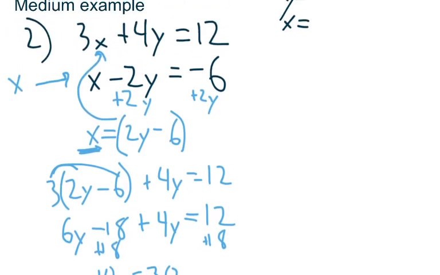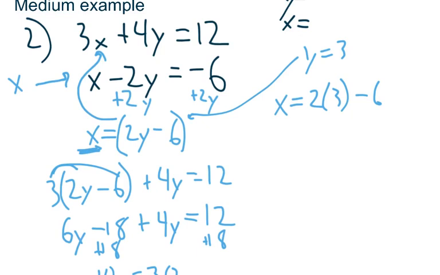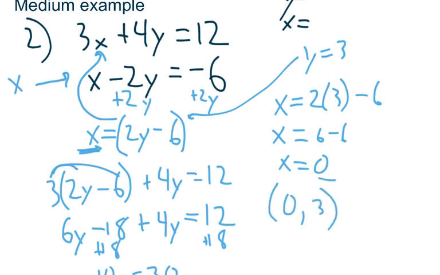I have to go back to one of my equations and figure out what the other one is. So if I know that y is equal to 3, I'll go into this equation and figure out what x has to equal. So x equals 2 times 3 minus 6. And so let's see here, x equals, what is that? 6 minus 6? Oh, it's 0. So x equals 0. Our solution here is 0, comma 3. And that's it. All right, so now that was the medium example.